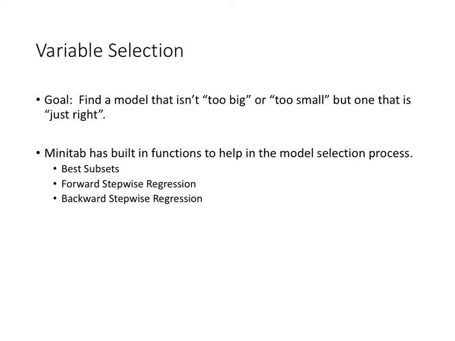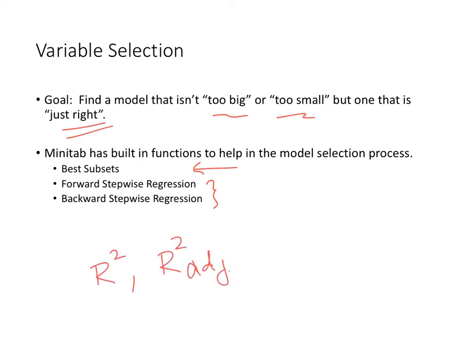Okay, so this section is all about variable selection, and really the goal is to find a model that isn't too big or too small, but is one like Goldilocks, just right. There are 3 methods that can help you find a model that might be adequate. The first I'll show you is called best subsets, and then we're going to use either forward stepwise regression or backward stepwise regression. These are useful because we already have some tools in place to compare models. We could look at R² or R² adjusted. But again, we're going to need to sort through 512 models, and we'd like some help with that.